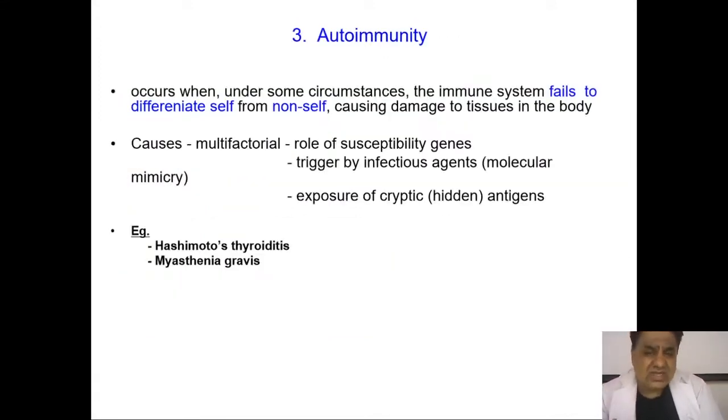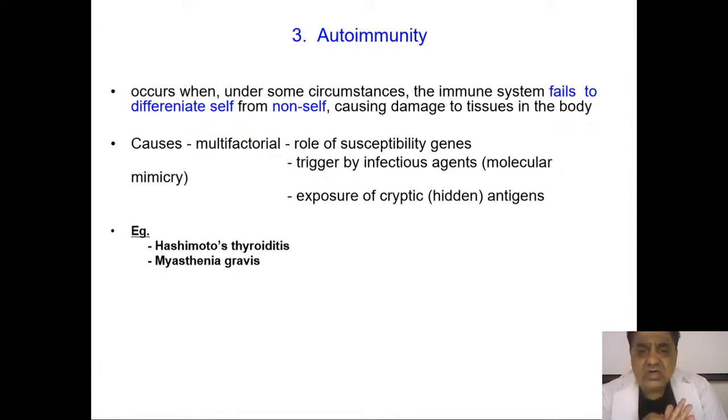In certain circumstances, the immune system does not differentiate self from non-self tissue and causes tissue damage to the self. The causes are multiple. It's not well understood, but what we know is it may be genetically mediated, or it may be triggered by an infectious agent, which we call molecular mimicry. Or it may happen due to a hidden antigen getting exposed in certain situations.